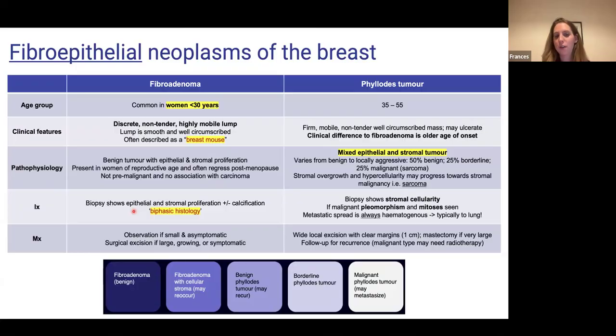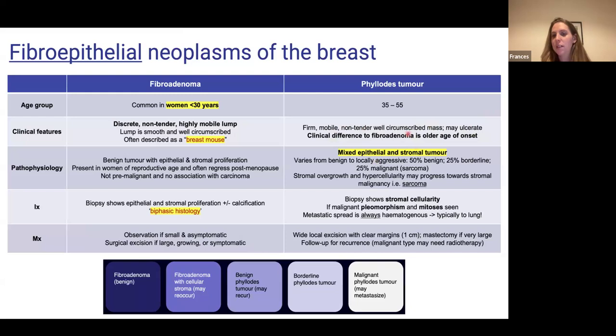You're just going to observe if they're small and they're asymptomatic. If they're very large or they're growing or they're symptomatic, you could consider surgery, but it's not really that necessary. Then the one you need to worry about is the phyllodes tumor. This is in older women. The main thing is that this has an older age of onset. Firm, mobile, non-tender, well-circumscribed mass that can ulcerate.